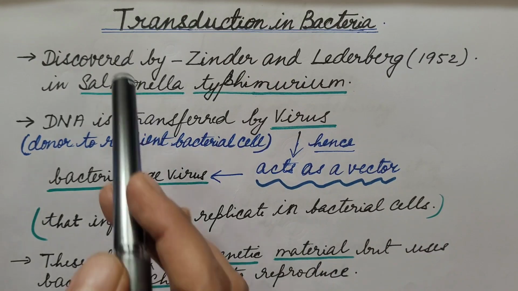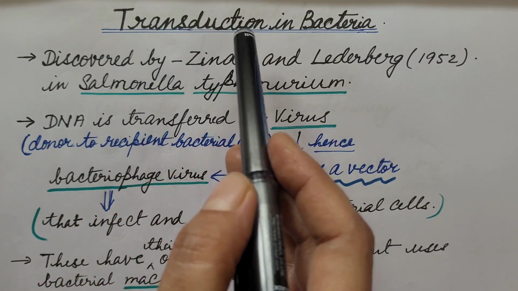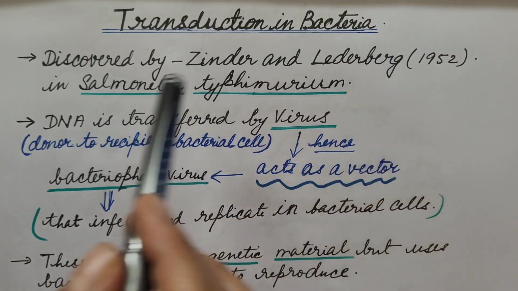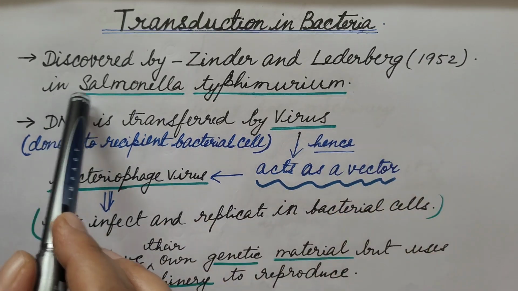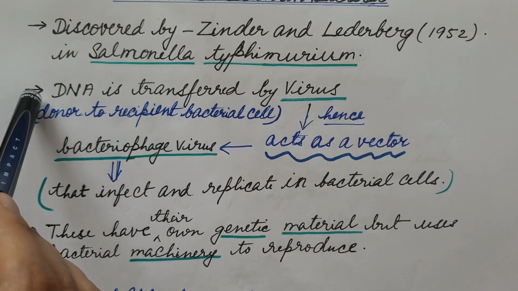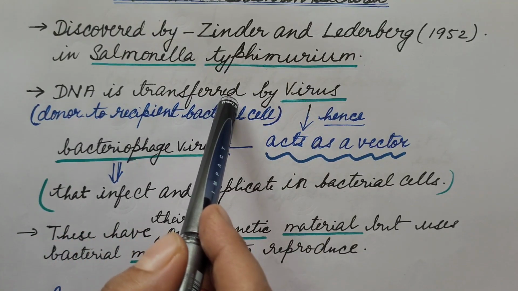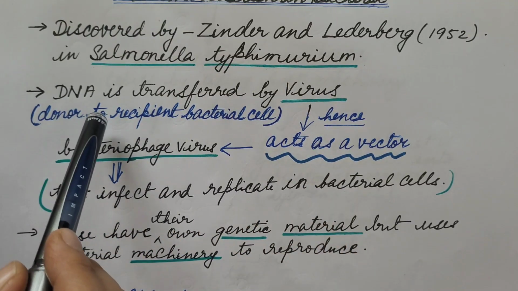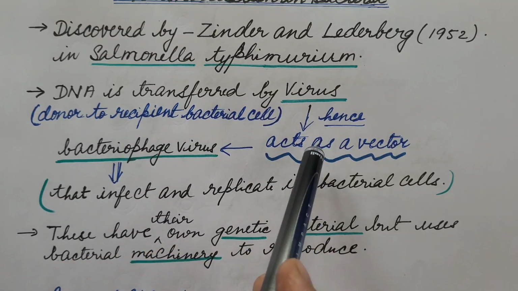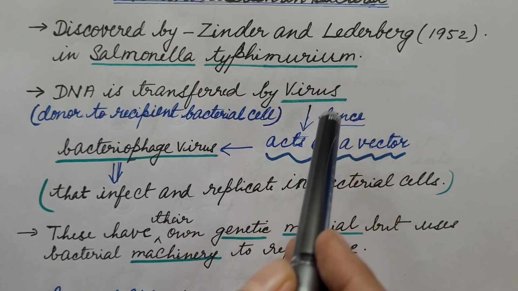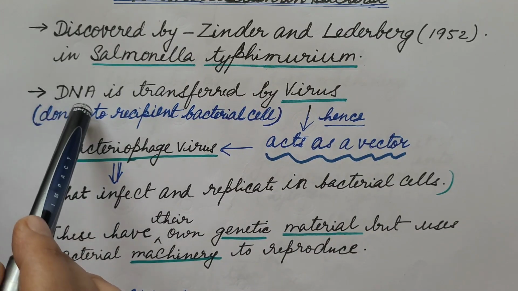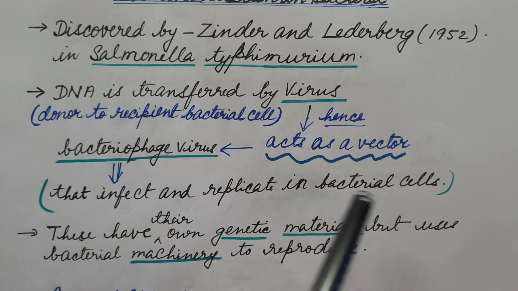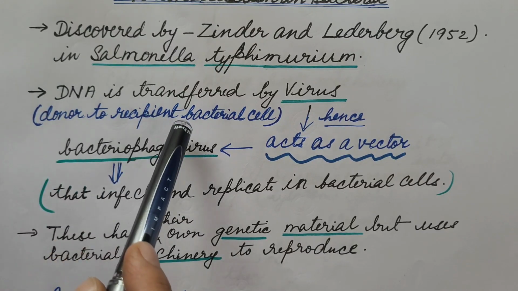In this video, we are going to discuss the third method of parasexual reproduction, that is transduction in bacteria. It was discovered by Zinder and Lederberg in 1952 in Salmonella typhimurium. In this process, DNA is transferred by virus from donor to recipient bacterial cell. Hence, we can say that here the virus acts as a vector or vehicle for the transfer of DNA from donor to recipient, or viruses carry the DNA from donor to recipient.